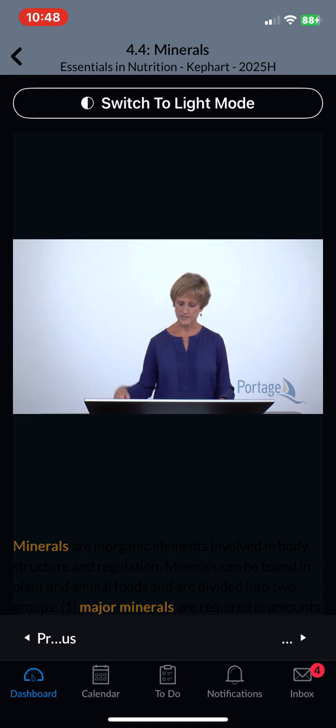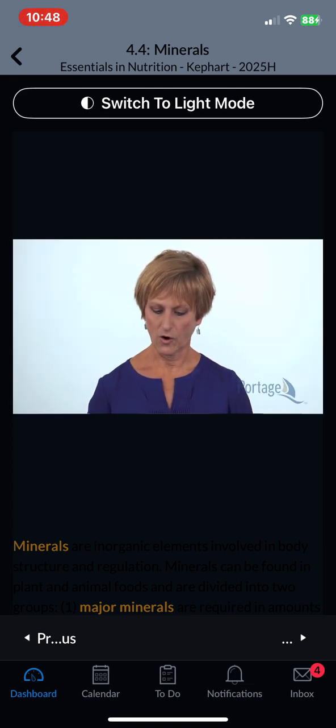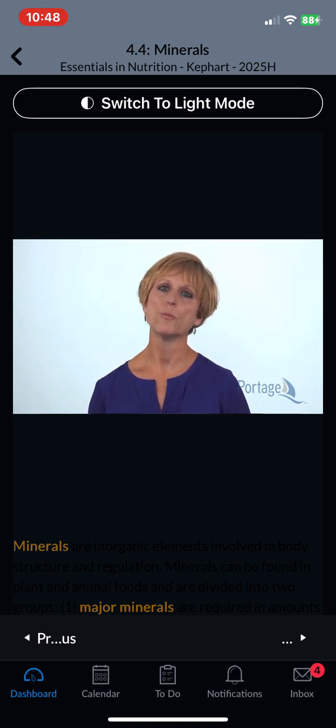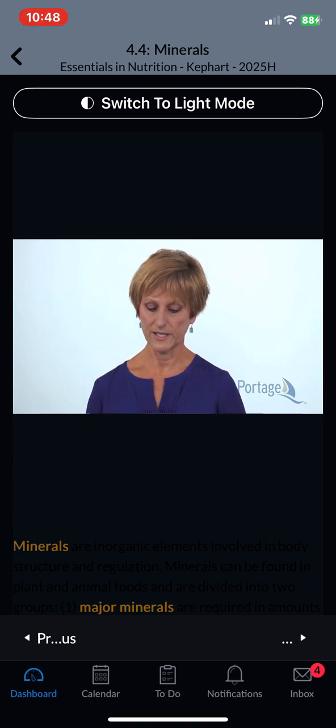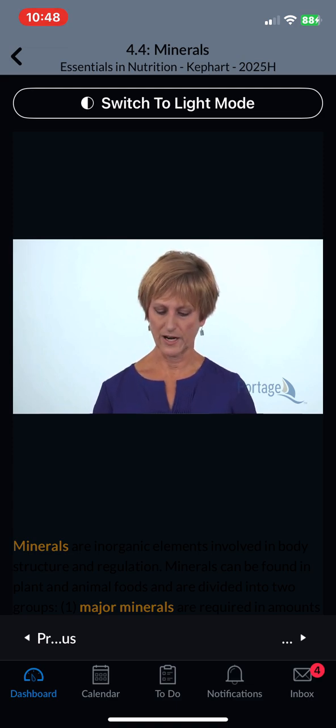Now let's look at some of the major minerals. Sodium is considered a major mineral, and it's better known as table salt. It's important for fluid balance and nerve transmission. And really, our human body absorbs almost all of the sodium that we ingest. So a deficiency in the United States is extremely rare.